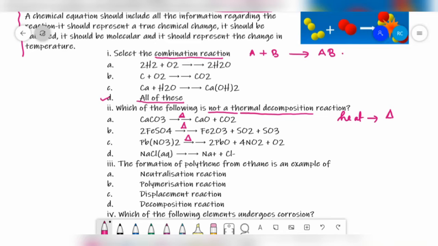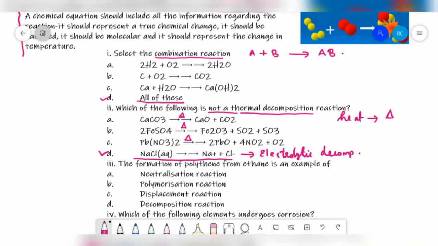What about sodium chloride? Sodium chloride aqueous solution undergoes decomposition into Na+ and Cl-. So this is the only electrolytic decomposition. So our answer is NaCl. This is not a thermal decomposition reaction. This one is an electrolytic decomposition reaction. Electrolytic decomposition.